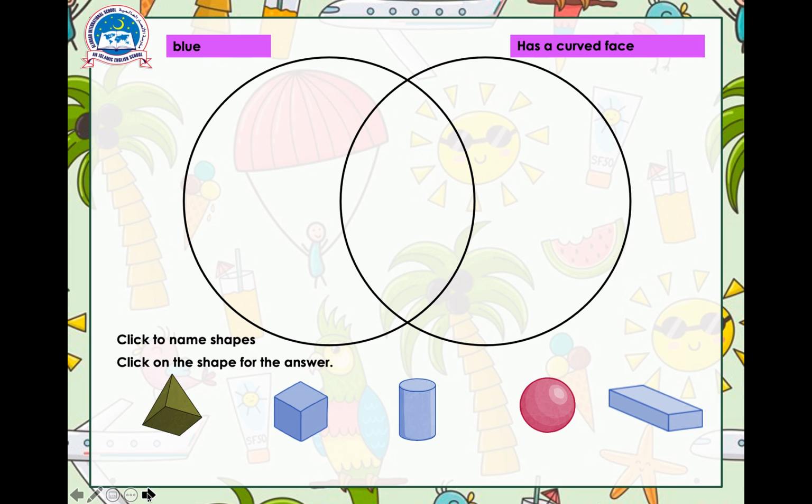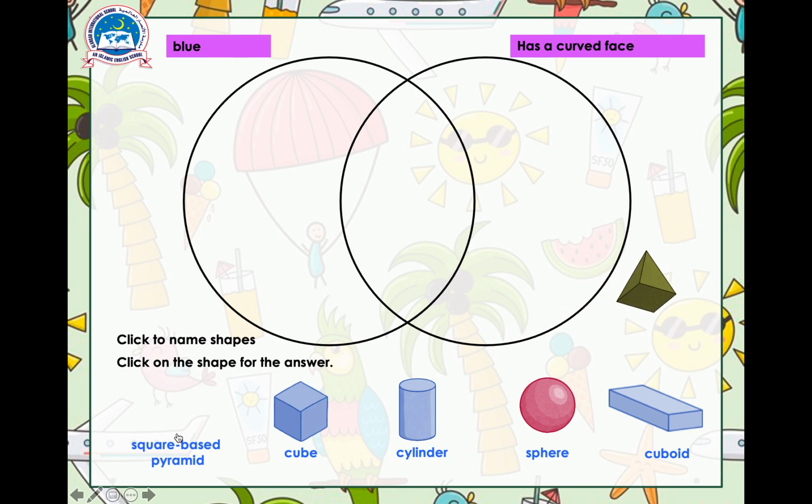Let's try this one over here. We're going to look at the shapes that are blue and those that have a curved surface, a curved face. We have a square-based pyramid. Is it blue? No, it is not. Does it have a curved surface? No, it does not. So we do not put it in our diagram.